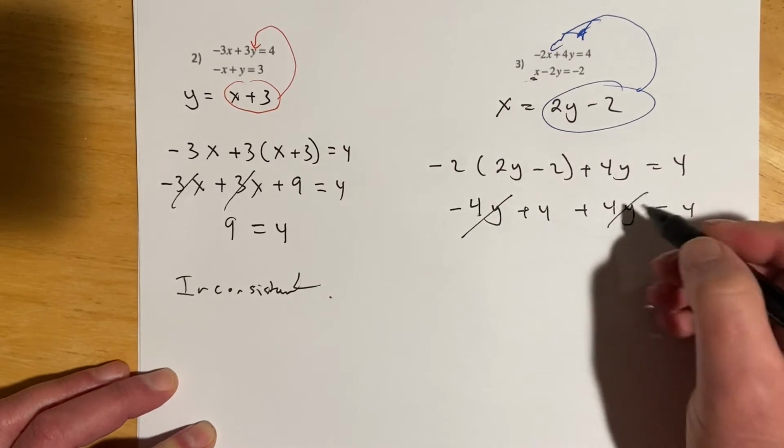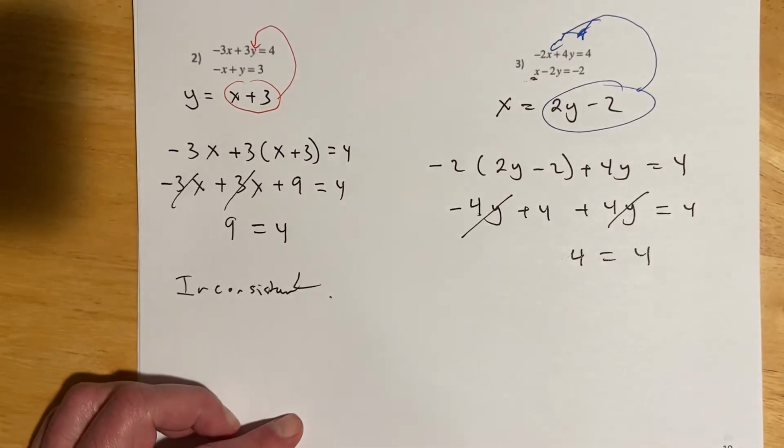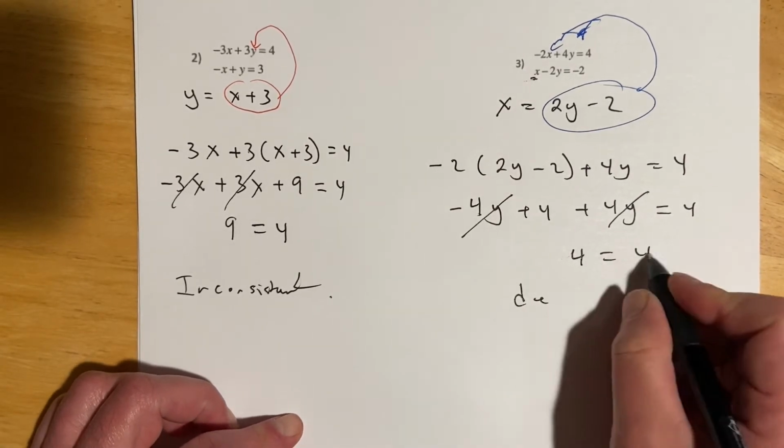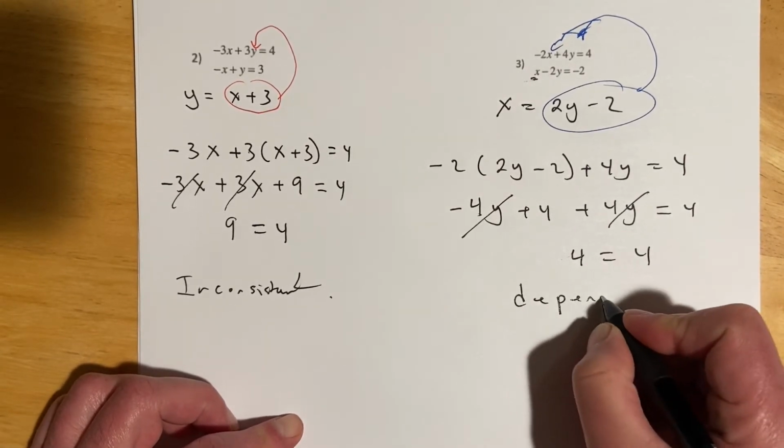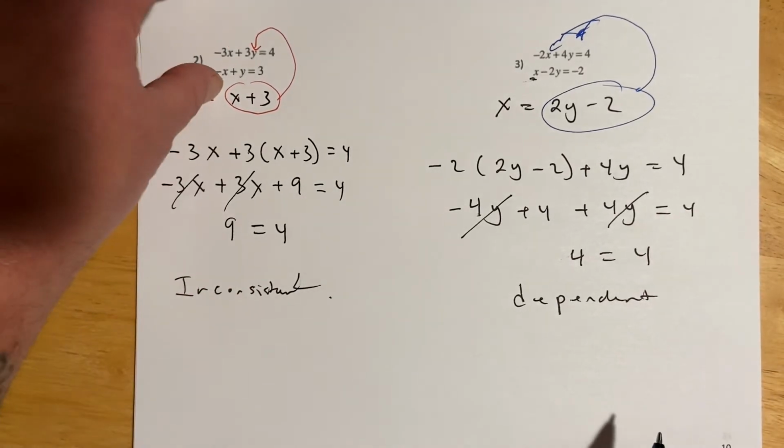So we got minus 4y plus 4y. There's that thing where all the variables dropped out again. But this time I have 4 equals 4. So that one's going to be dependent because it came out true. So if they come out false, inconsistent, true, that gives you dependent.